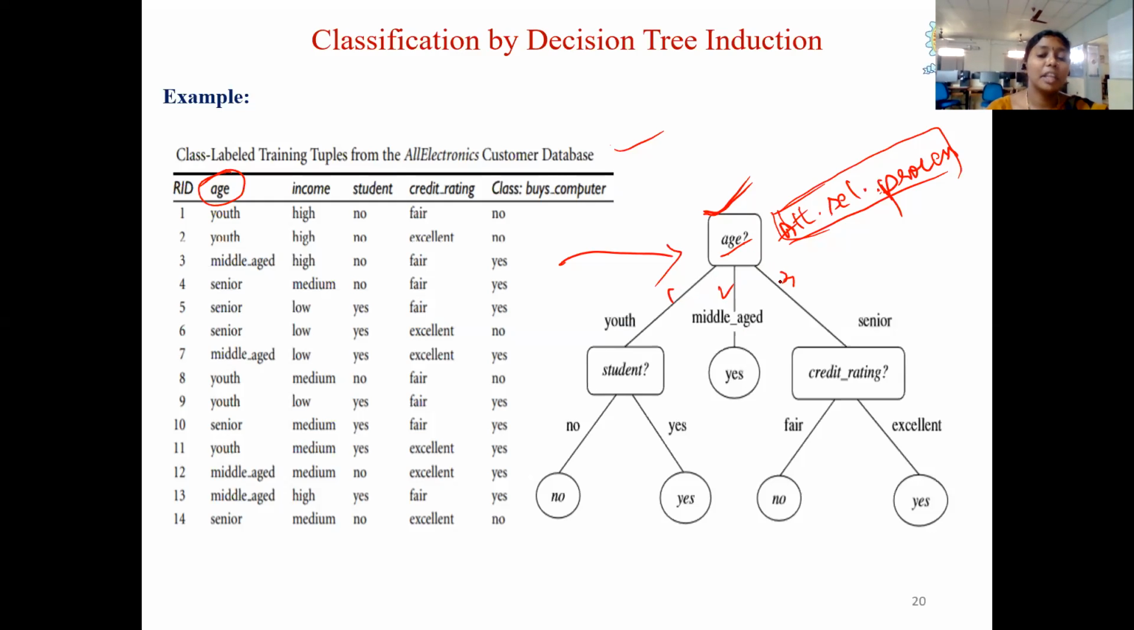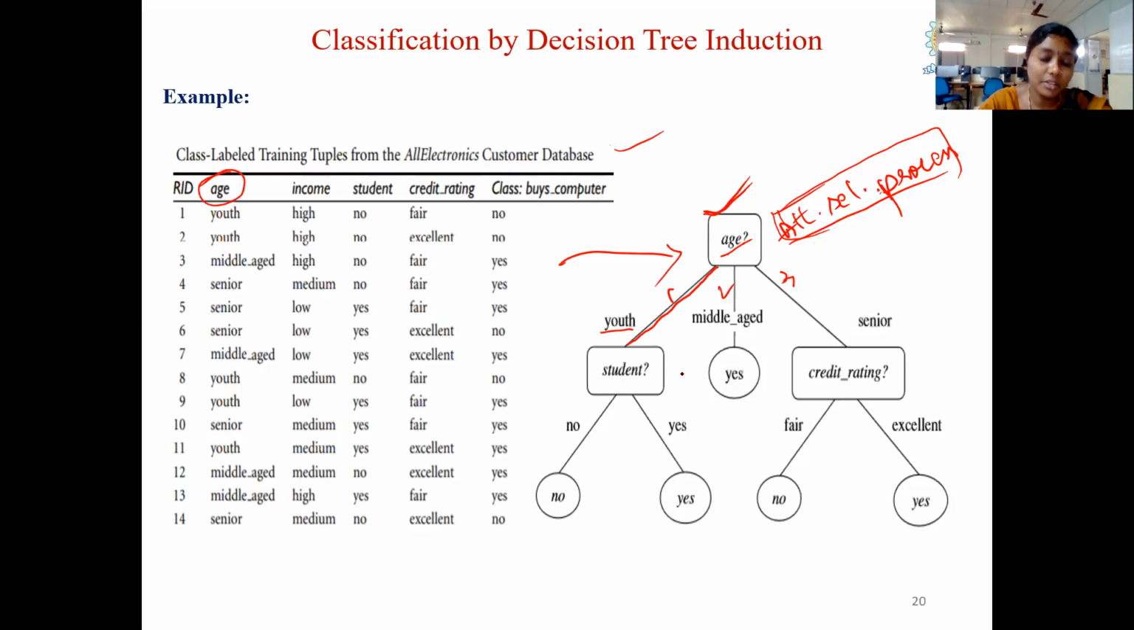So here the name of the first branch is youth. Why? Because each value of the age is reflected on the branch itself. So this branch is youth branch, and this is middle age, and this is senior. So after that, what happened here at this stage?